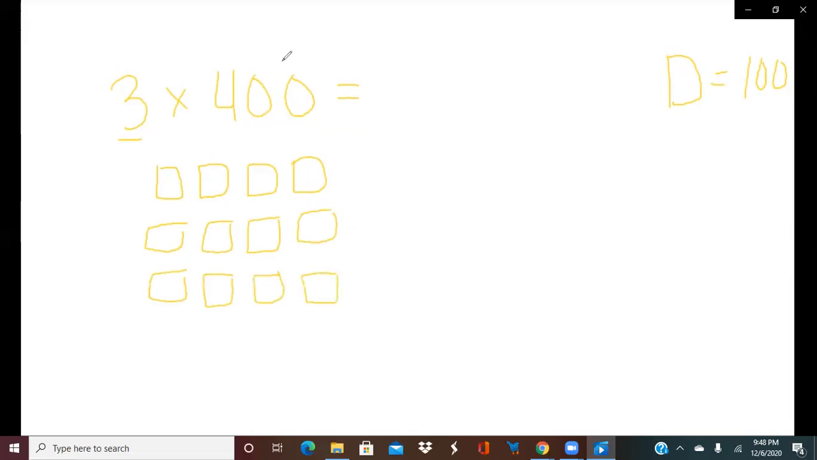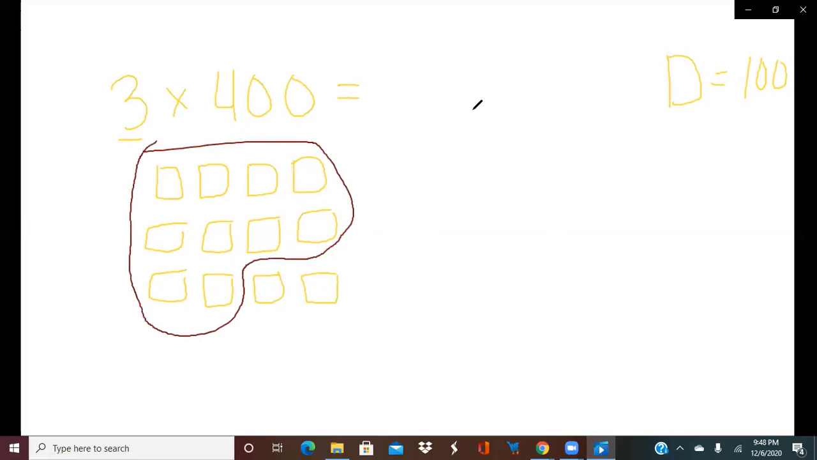Now that I have my model drawn of 3 groups of 400, I can add them up, okay? And I'm going to add by hundreds because each picture is worth 100. Ready? Off we go. 100, 200, 300, 400, 500, 600, 700, 800, 900, 1,000. Oh, let's circle that so we don't forget that that's 1,000. It's going to make it easier for us to add the total when we're done. Oh, I didn't write that 1,000 there. Let's do that.